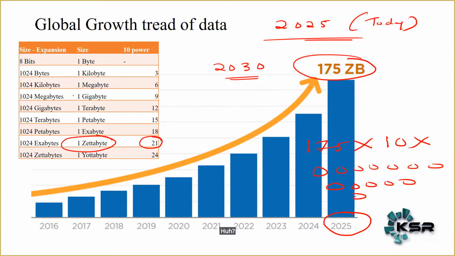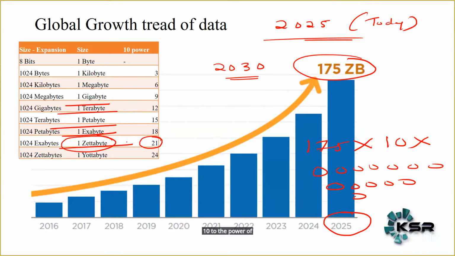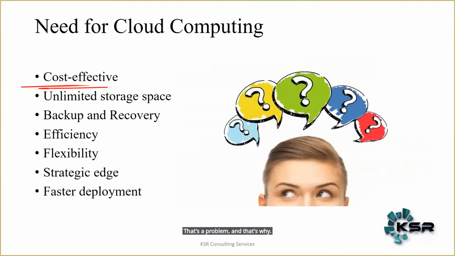You're still in gigabytes, you're still in terabytes, then there is a petabyte, an exabyte, a zettabyte. 10 to the power of 21 zeros. Reading this number would take 1 month. That much data is getting generated. And where do you store this? That's a problem, and that's why we are going with cloud computing.